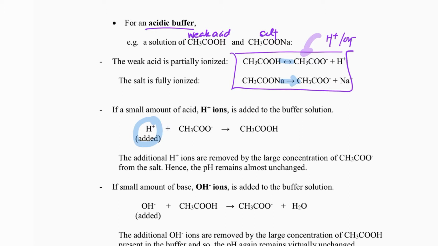Therefore, we have CH3COO- from the mixture to act as a proton acceptor to accept the H+ added to form CH3COOH. What if there's an OH- added? Then CH3COOH acts as a proton donor, donating H+ to neutralize OH-. So CH3COO- and H2O will be the products formed.